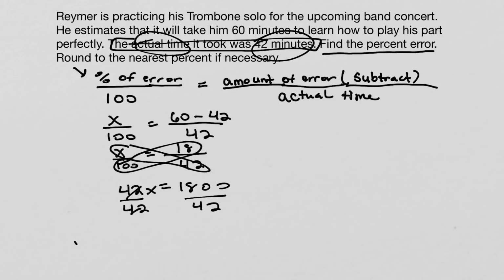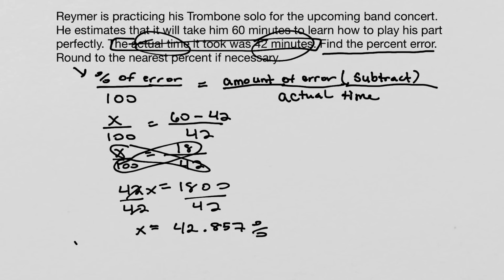Cancel out the 42 and we're left with x is equal to, if you do this in your calculator or on the side, 42.857, and I'll stop there. This is our answer as a percent, because remember, x was your percent. So this is our percent of error.